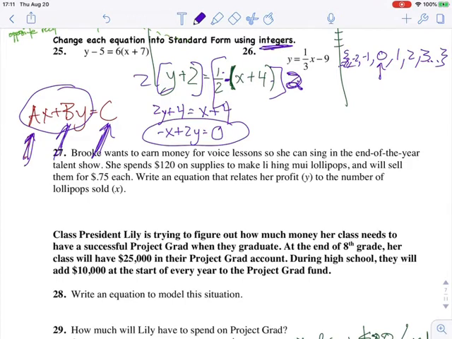Write a 0. If it's 0, it's 0. Okay? That looks a little odd. You might want to double check that. How would we double check that? Well, let's just try to put this in slope-intercept form just for kicks.